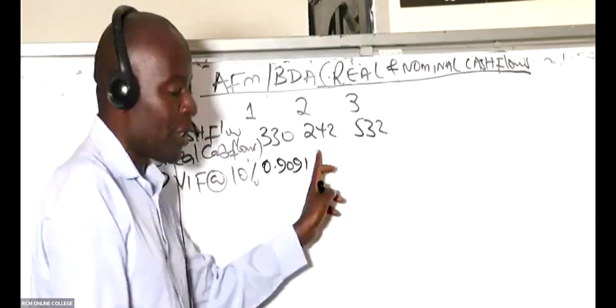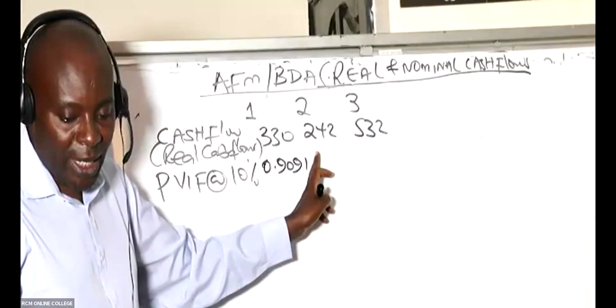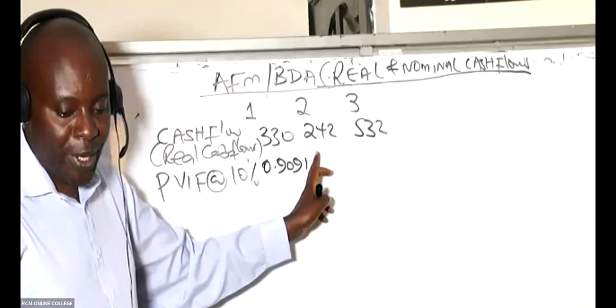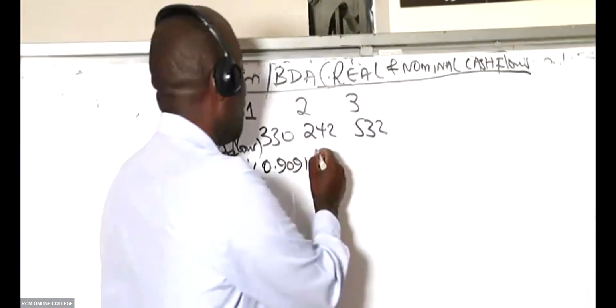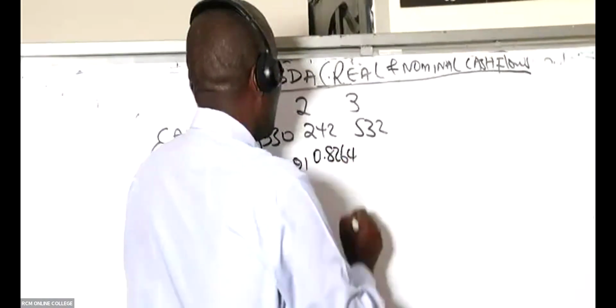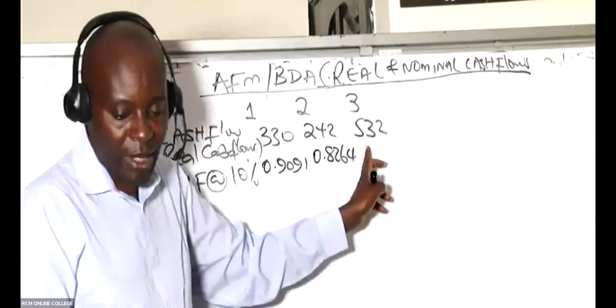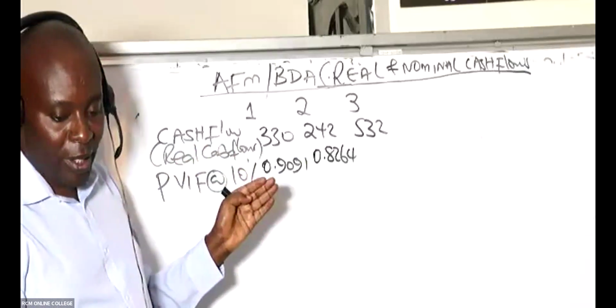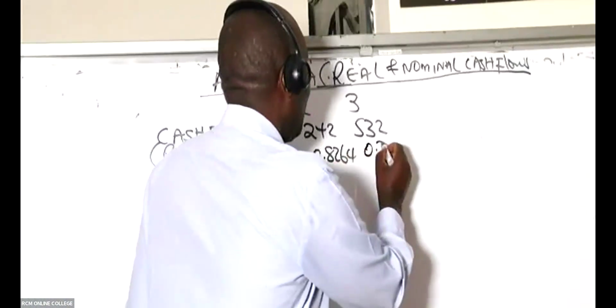How about year 2? Year 2 is 0.8264. And year 3, at 10% real cost of capital, is 0.7513.